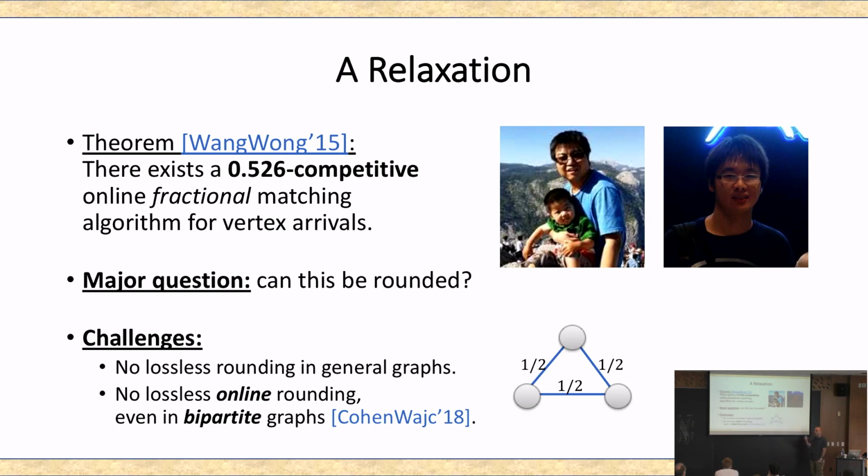Okay, Pravesh. But the 0.526 thing doesn't improve if you know the graph is bipartite? No. If it's bipartite with interleaved arrivals, even then this result is only 0.526. Good question, but yeah, no. Oh, that would have been sweet, but yeah.